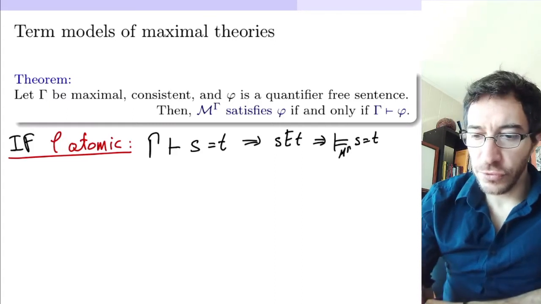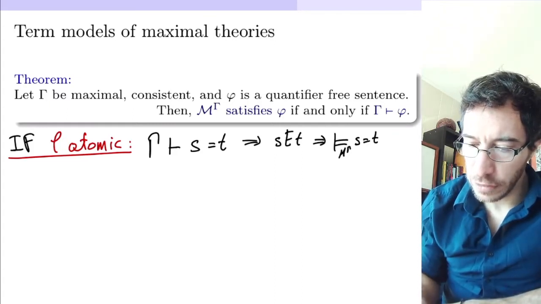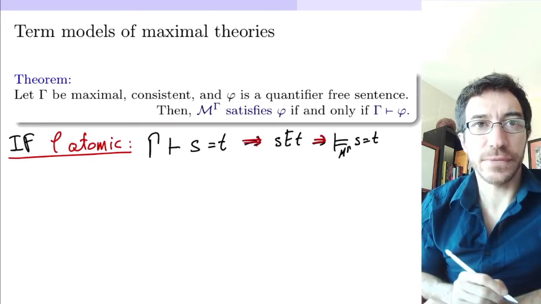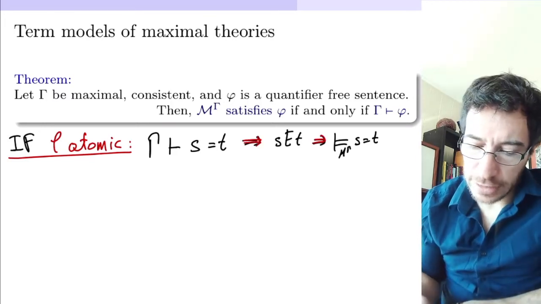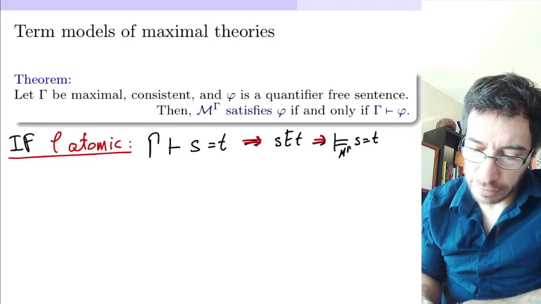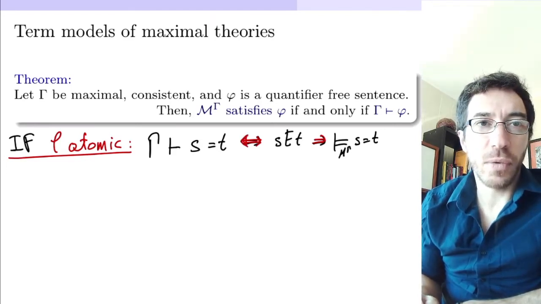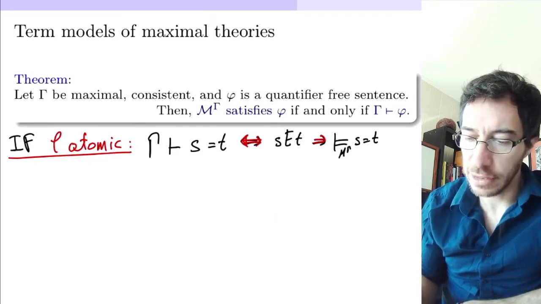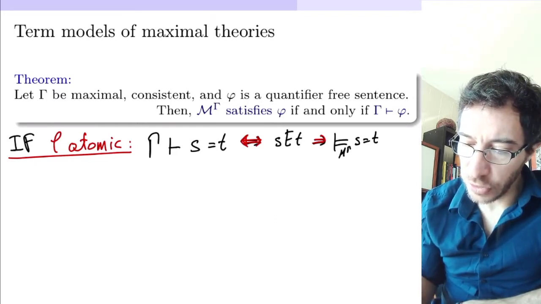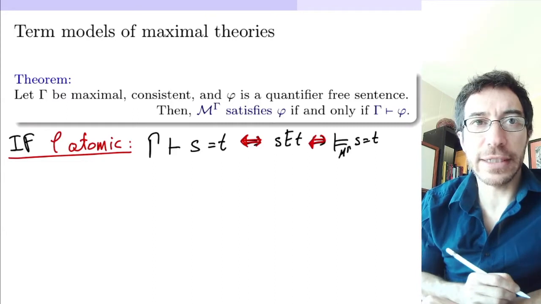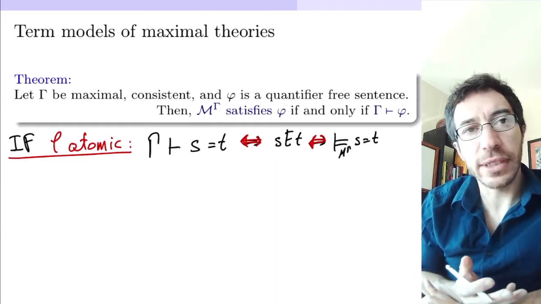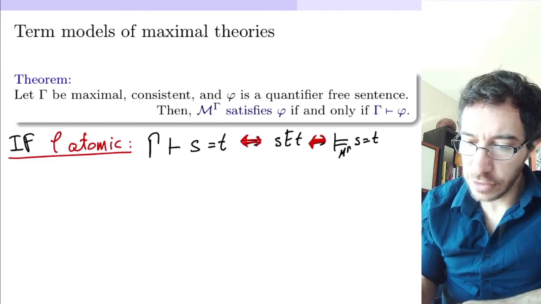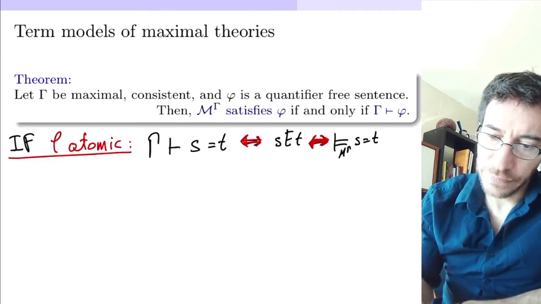Okay, so that's for that direction. What about the other direction? Well, the other direction is the same, because we know that by the definition of E, it was an if and only if definition, right? So that's exactly what defines E. And we also know that by the definition of the term model, two things are equal in the model if and only if they're equivalent. So these are all if and only ifs. So this is very clear in that case.